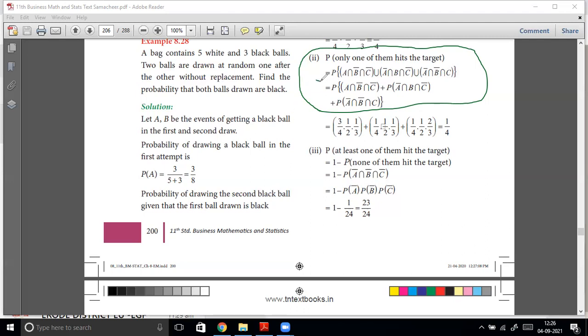So you must be able to see this. What does this mean? Don't mug this. Only A hits, or only B, or only C hits. That is the meaning of this whole thing. If you don't understand the meaning, you will not be able to do it, and then you will get mistakes. Don't mug it. Just remember it. That's all.